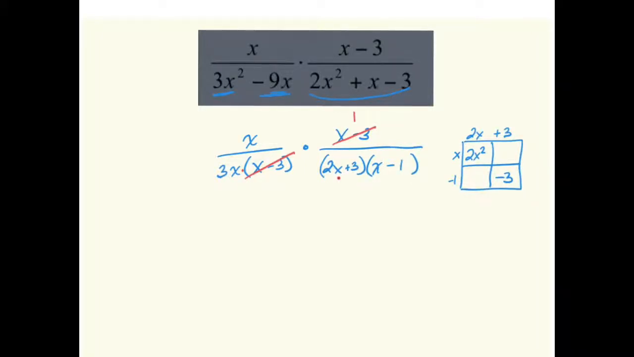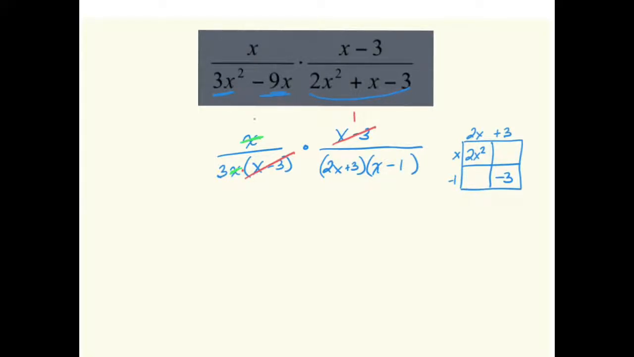Now we cannot cancel this x out and this x out, because although this is x times 1, this x is not a standalone. It's part of this factor right here. So it's this factor, 2x plus 3, times the factor of x minus 1. So we cannot separate out the individual parts. But we can separate out this x and this x, because they are being multiplied through.